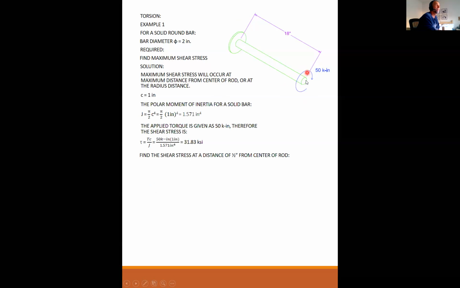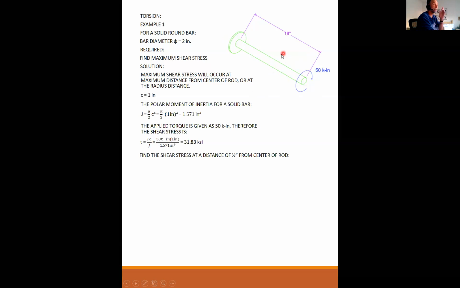Because this is applied at the end here, and I'm fixed at the other end here, we're going to find that the torque is constant along the entire length of this 18 inches. It has to be because there are no other torques applied to diminish that torque. So this is going to be a constant torque of 50 kip inch. Anywhere I cut, here or here, the internal torque is 50 kip inch.